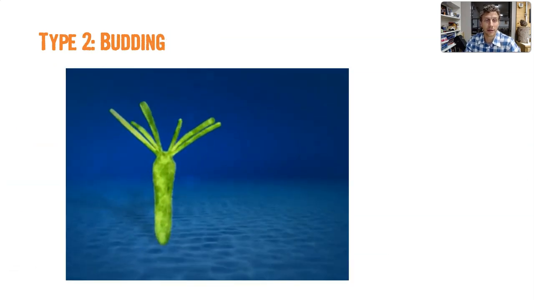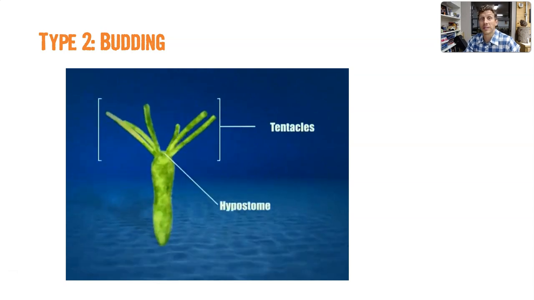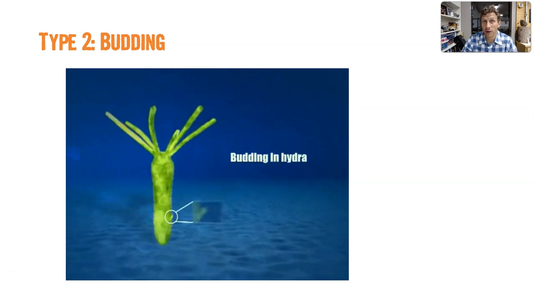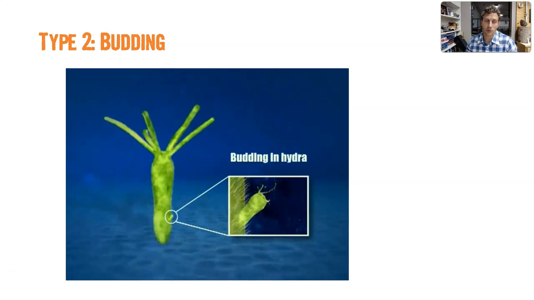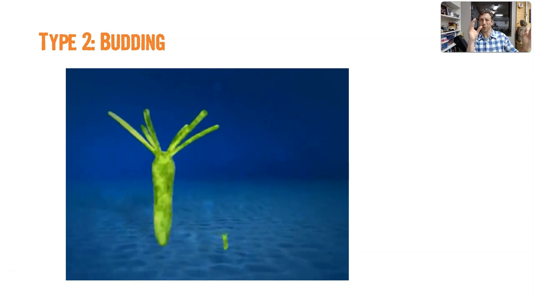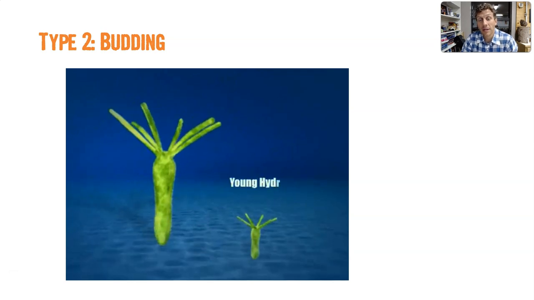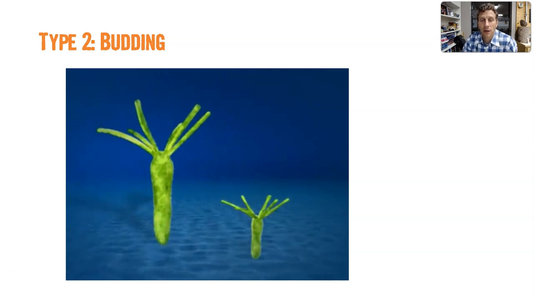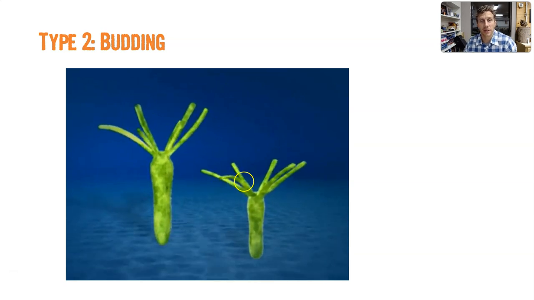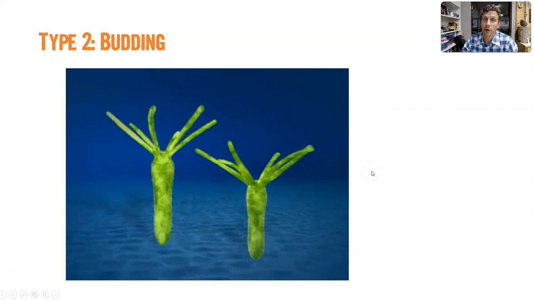Type 2, budding. So this is a hydra, and organisms like this that have only one or two cell types can undergo budding. And so they do cell division like this guy to form a bud, and then the bud breaks off, and it will undergo more cell division to produce a clone. So that is an example of asexual reproduction. These guys have the exact same DNA. They are clones of each other.